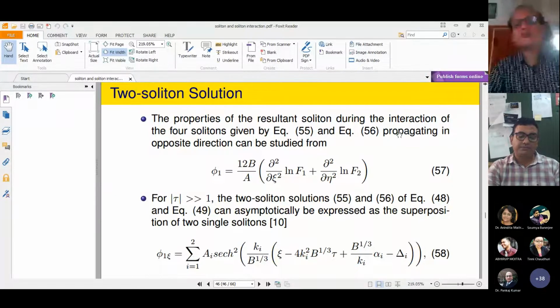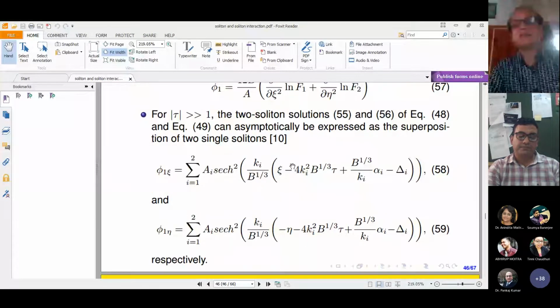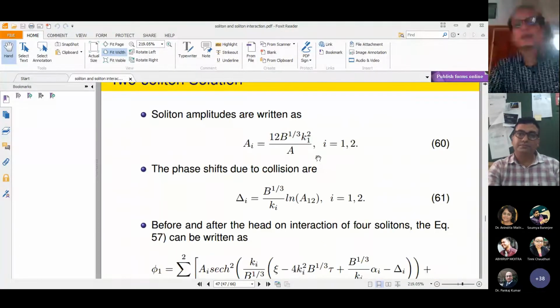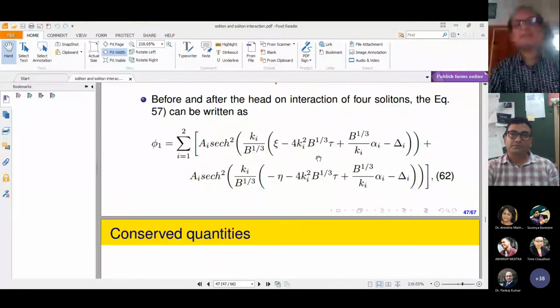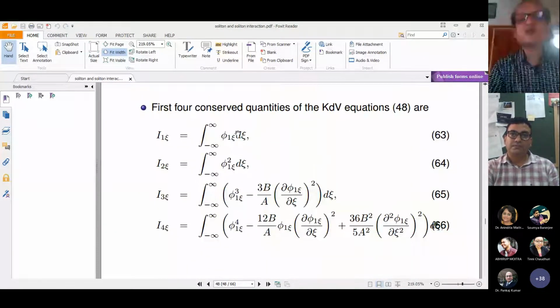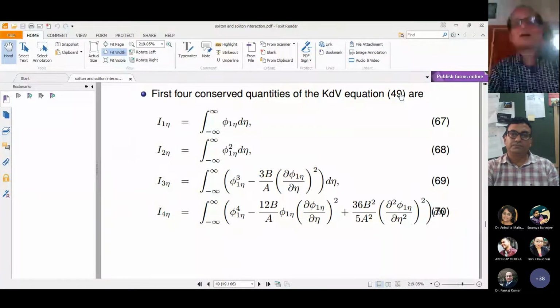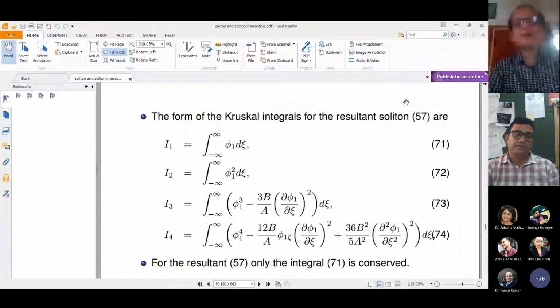So now we want to study that, analytically, we can see that even after a sufficient time, the shape will remain intact. But the question arises: what will happen when there is an interaction? In the same way, we have studied the conservation principle of the KdV equation. We have also studied the four conserved quantities of KdV equation 49. These are the classical integrals we have observed.